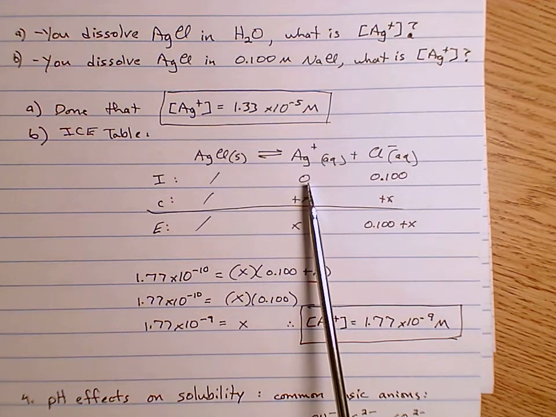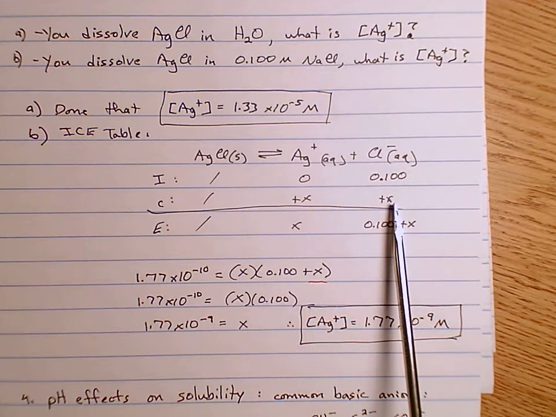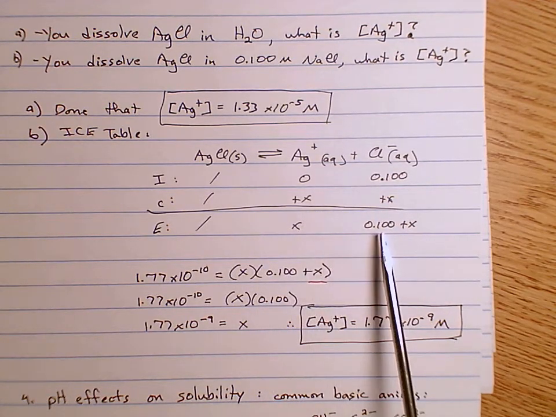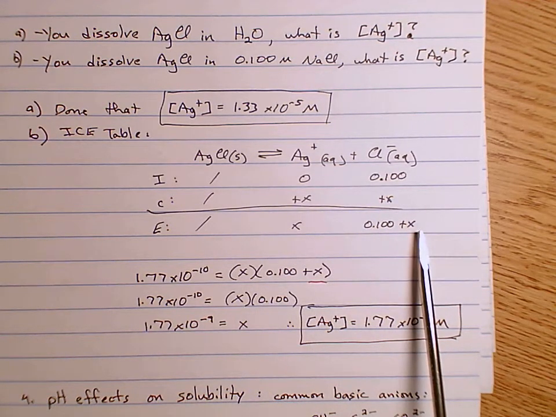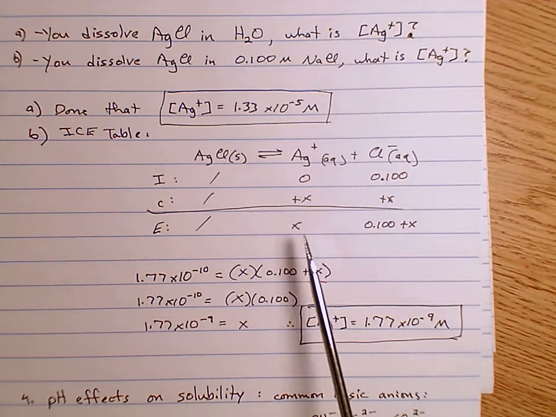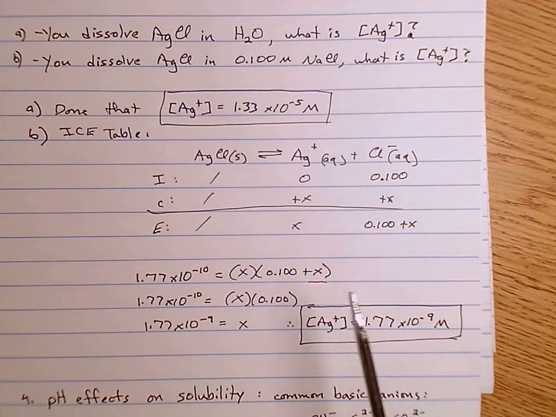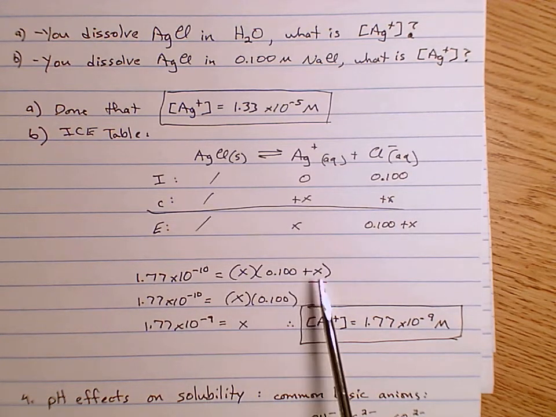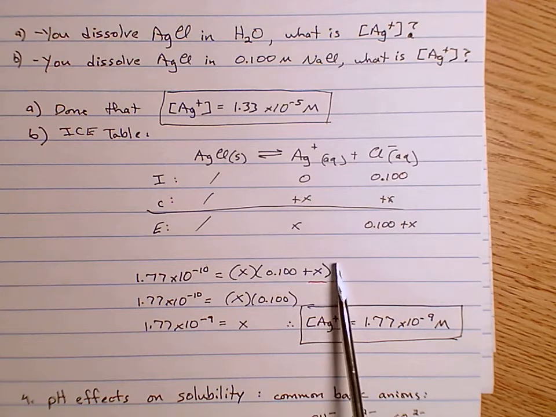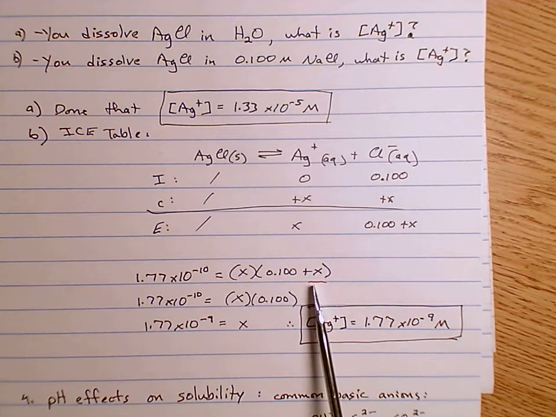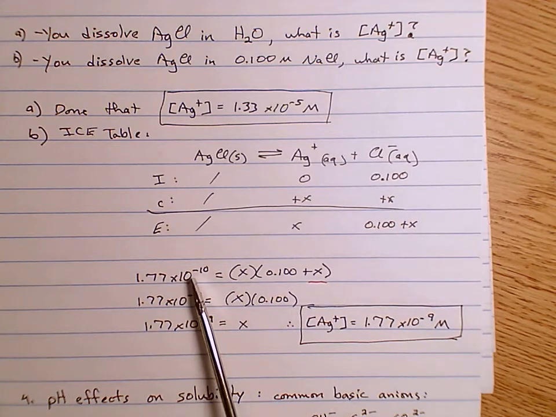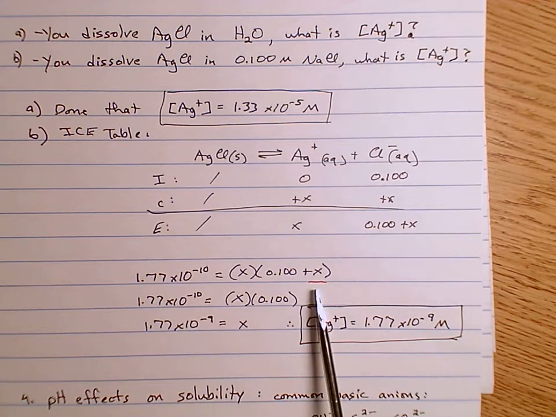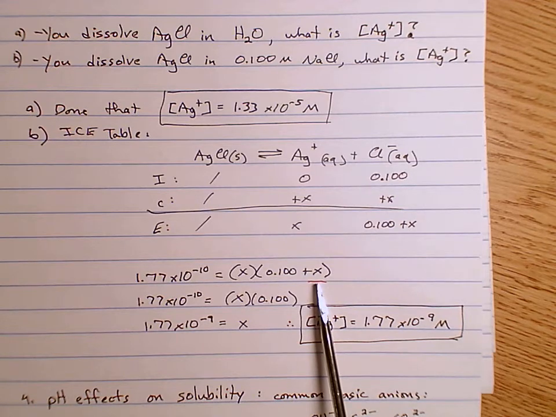Since there's no silver to begin with, a little bit of silver chloride will dissociate, X plus X here. So we get X and 0.10 plus X for our equilibrium concentrations of silver and chloride. Plug into the Ksp equation: Ksp equals X times (0.10 plus X). Question: can we ignore this plus X here so we don't have to worry about quadratics? Absolutely. This is 10 to 1.77 times 10 to the minus 10th. We know X is going to be very, very small compared to 0.1.